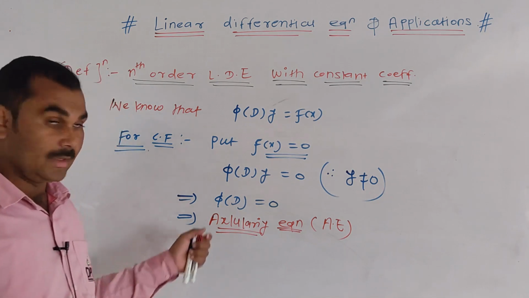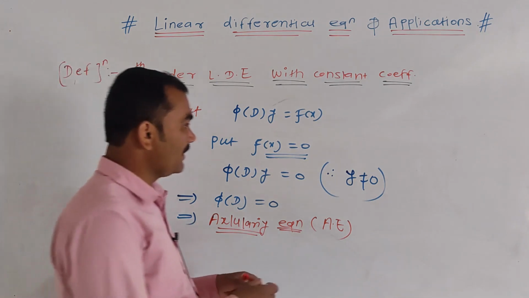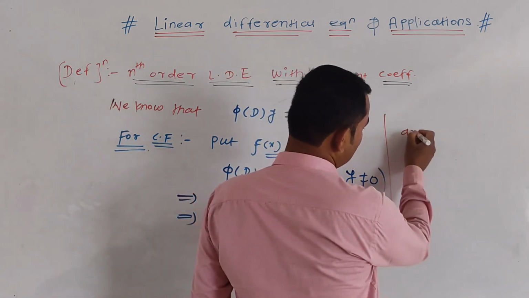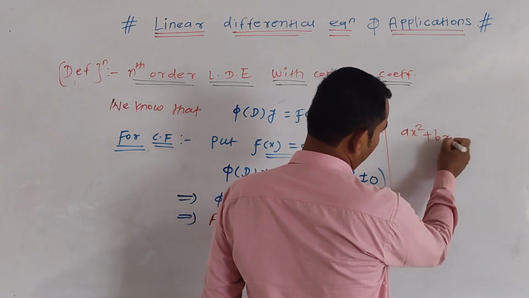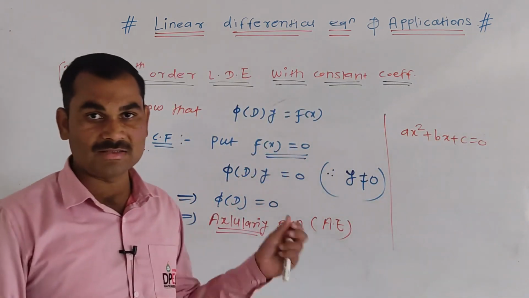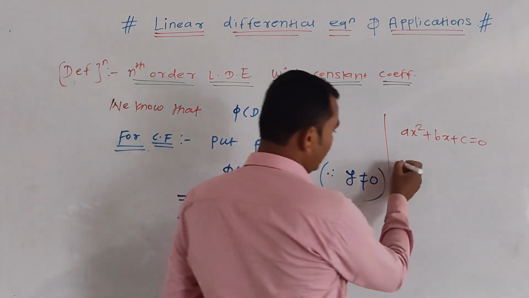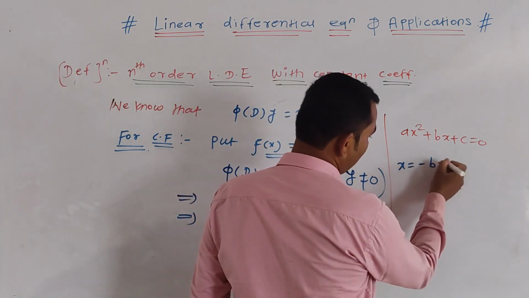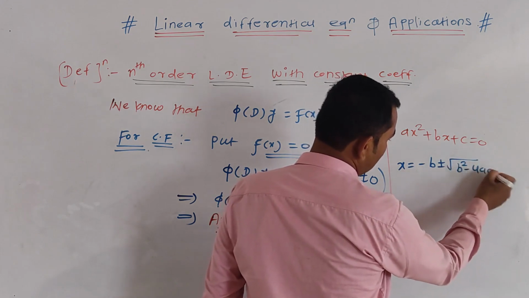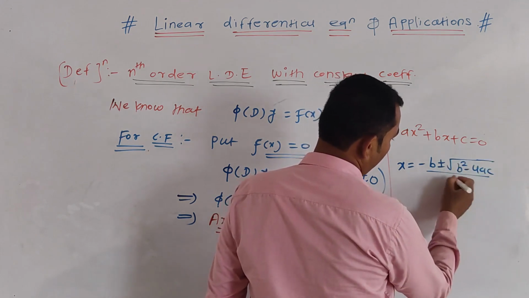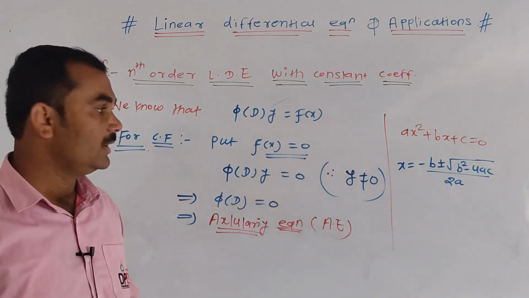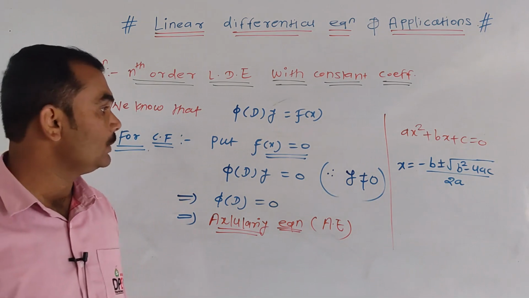Now how to find roots? Suppose you have a quadratic equation ax square plus bx plus c is equal to 0. Then how to find roots? That is, the values of x which satisfy the equation. We know that x is equal to minus b plus minus under root b square minus 4ac divided by 2a. By using this we find the roots of the equation. We get the two roots.